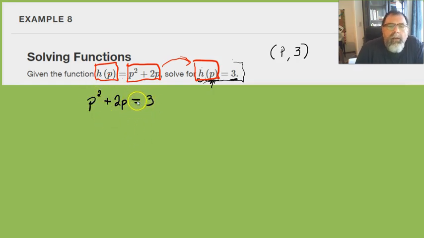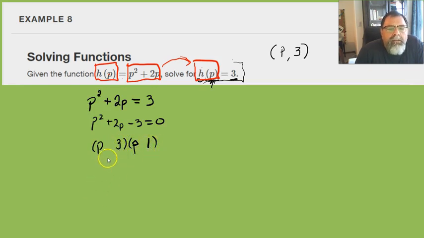Well, this is a quadratic equation that we solved in last chapter. So you want to get it equal to 0. Subtract 3 from both sides, or the shortcut, you move it to the other side, change the sign. We want to factor it. Factors of 3 that subtract to 2? Well, that's just 3 and 1. The bigger factor gets the middle sign. And to get -3, these signs have to be opposites.